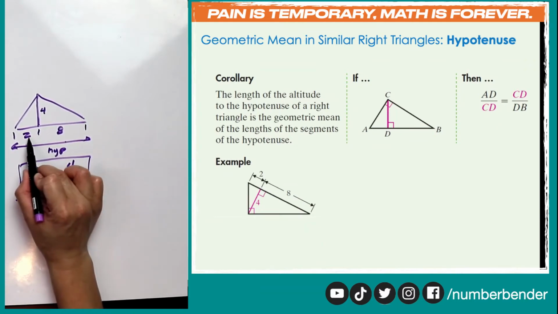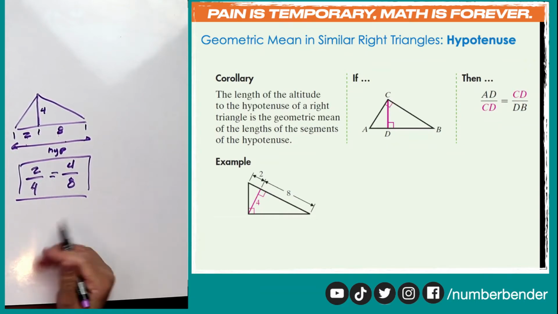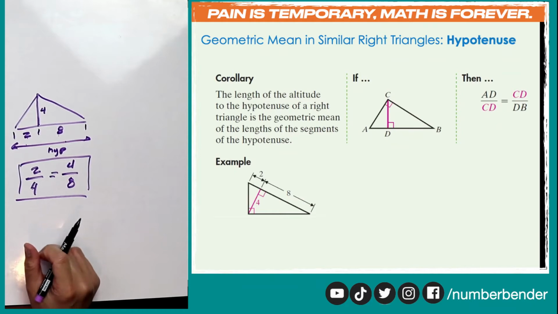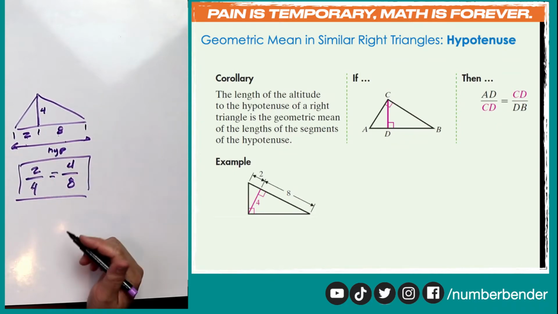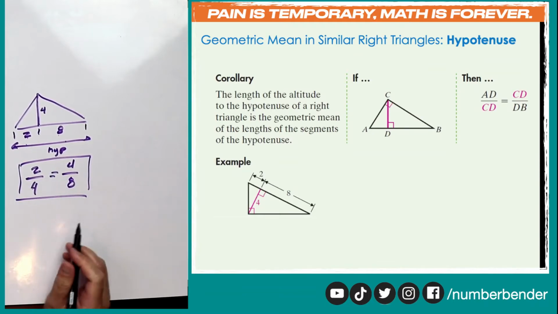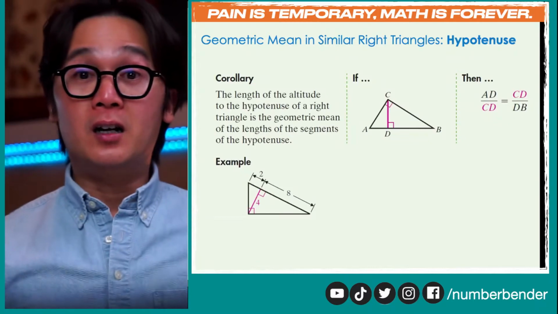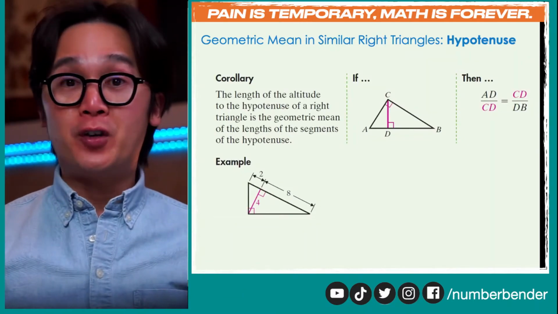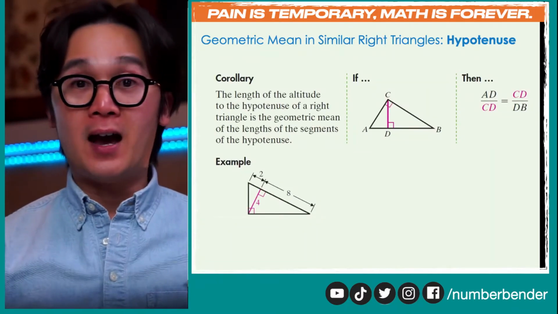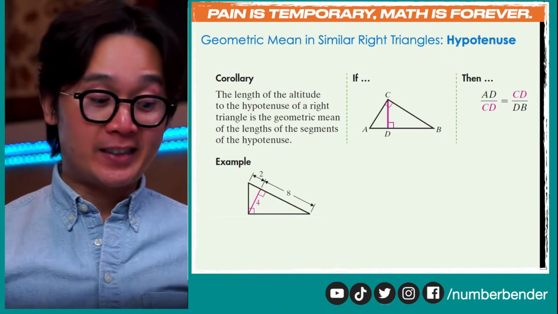Now notice that even if you interchange 2 and 8, the value will still be the same. So don't get too caught up with the position of your values, because in this particular form, you will still be able to get the correct proportion with this setup. So this is our first corollary, wherein the height of our right triangle is given.